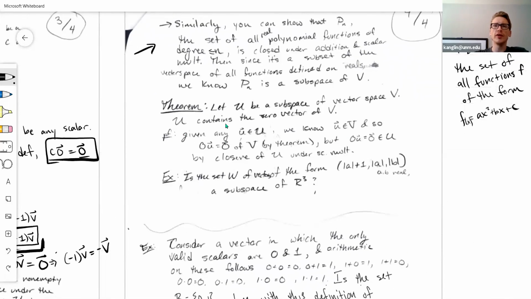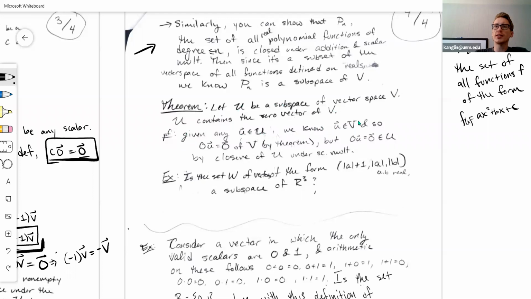Right, and to prove that if we have a subspace of a vector space V, then that subspace contains the 0 vector of V, we can do it this way. Given any U in this subspace, we know that U is also in V, right? That's what it means that U is a subset or a subspace of V. That everything in U is really also in V.